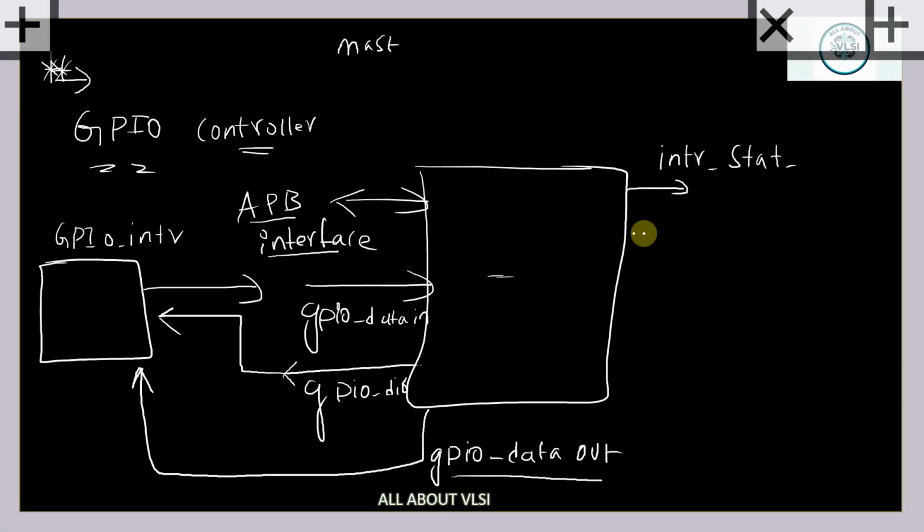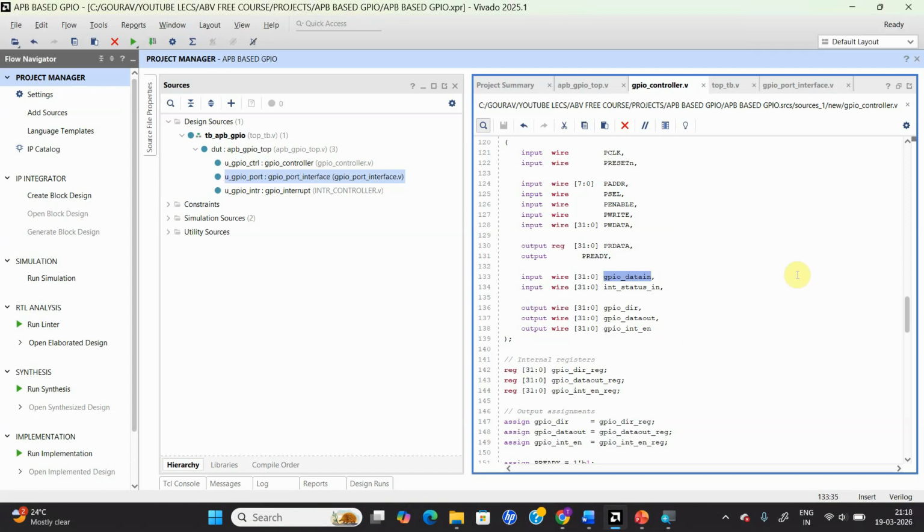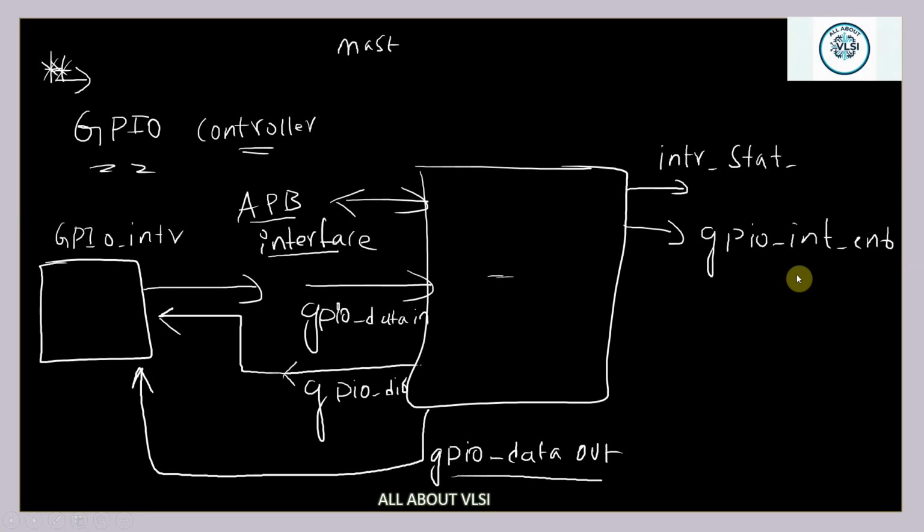And next is my GPIO interrupt underscore enable. For enabling my interrupt, I'm going to have it as my output GPIO underscore interrupt underscore enable. These are the inputs and outputs of my particular module, right? So any doubts or any queries on the input and output signals of this particular module?